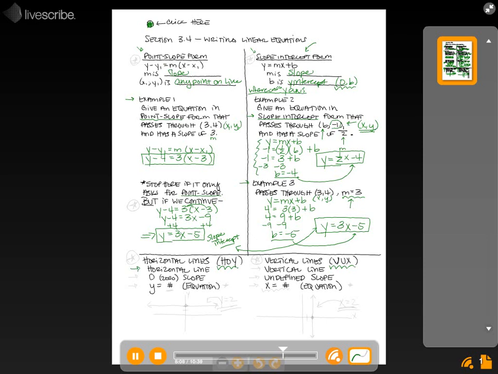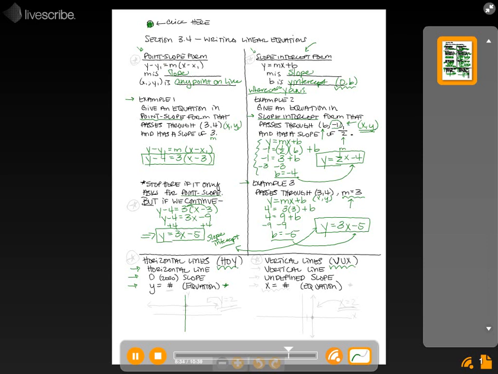HOI stands for horizontal line, has a 0 slope, and the equation, which is the important part, the one we're going to talk about right now, is always y equals a number. Just a number. There's no slope, there's no mx part in this equation. Since the slope is 0, it would just cancel itself out. So it's y equals a number.